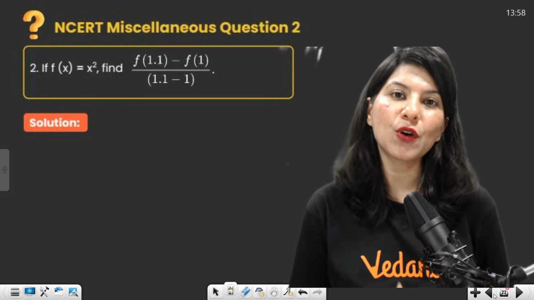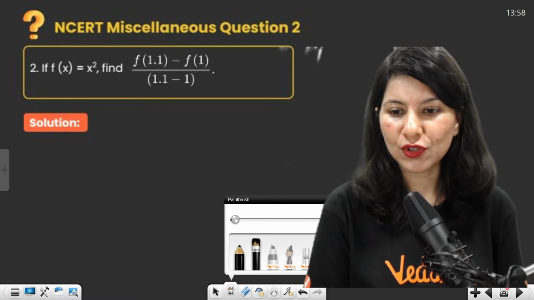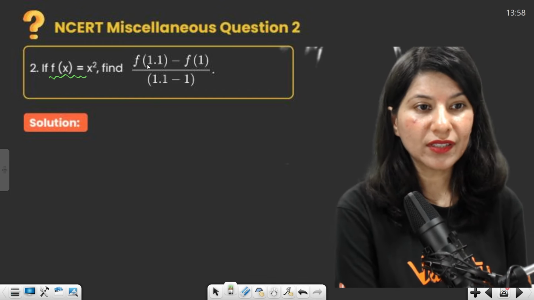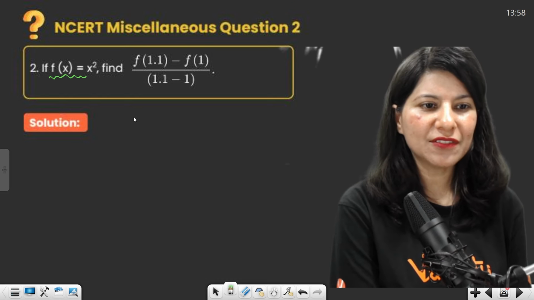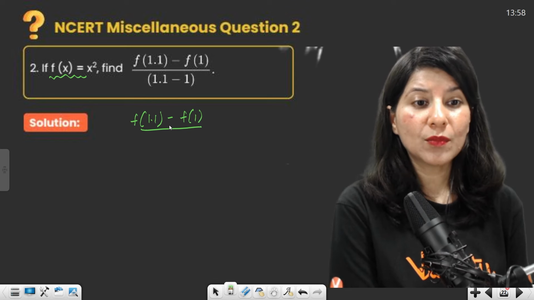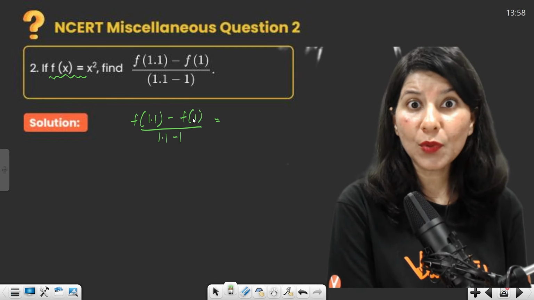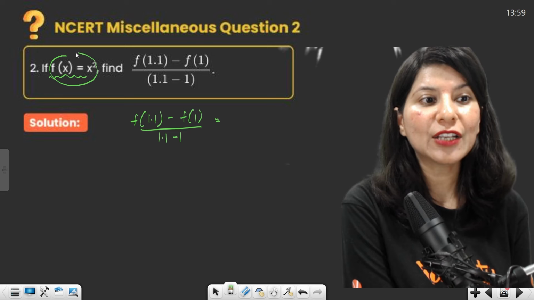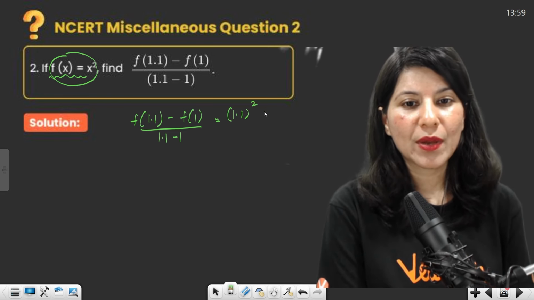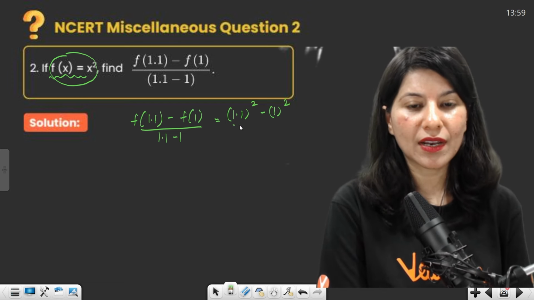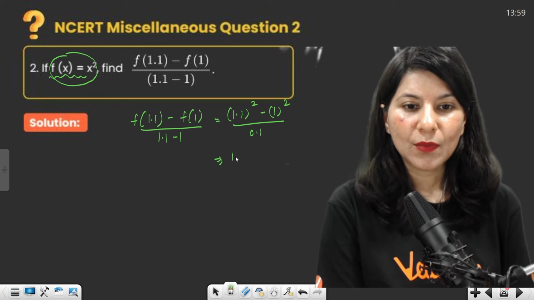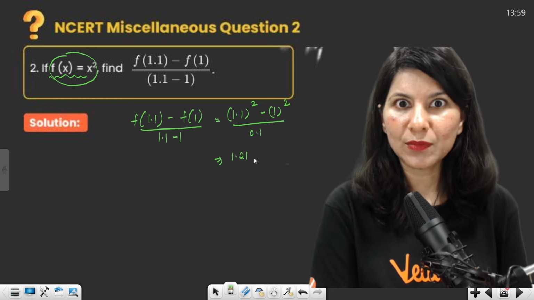And now we have on our screen the second question. So f(x) is given as x square over here, and the question seems pretty easy. We are here to calculate (f(1.1) minus f(1)) upon (1.1 minus 1). So please plug in the value of 1.1 in place of x. That is going to be 1.1 square minus f(1), which is 1 square. 1.1 minus 1 will be 0.1. And 1.1 square is 1.21.